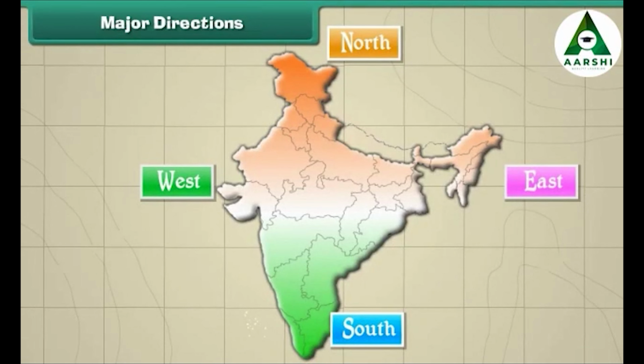Major directions. There are 4 main directions. They are north, east, south, and west. The 4 letters N, E, S and W represent these directions.